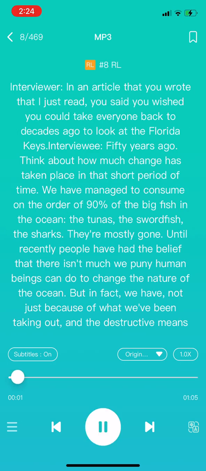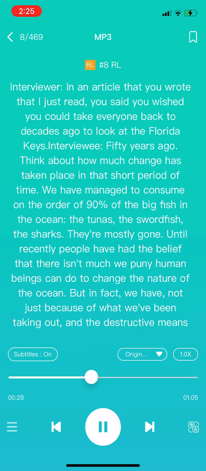In an article that you wrote that I just read, you said you wished you could take everyone back decades ago to look at the Florida Keys. 50 years ago, think about how much change has taken place in that short period of time. We have managed to consume on the order of 90% of the big fish in the ocean, the tunas, the swordfish, the sharks. They're mostly gone.